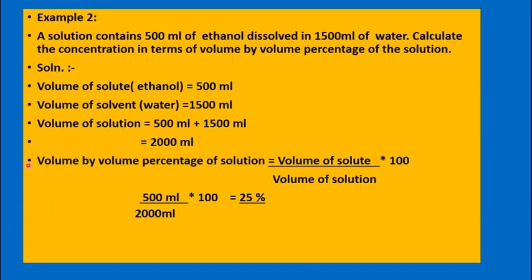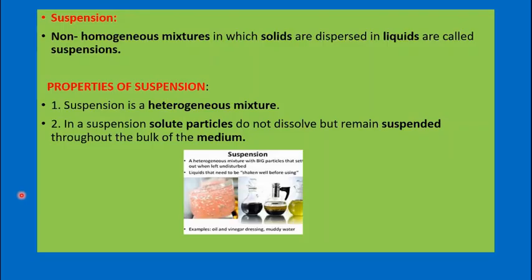It is important because this is the main solution which we are now using as hand sanitizer. So like that, different mixtures are formed. Now let's come to the next topic in the chapter, that is suspension. First we learned about solution, then we learned how the concentration of a solution is calculated.